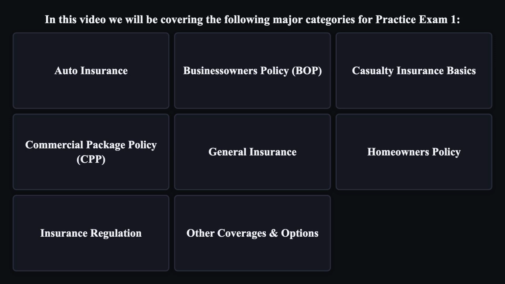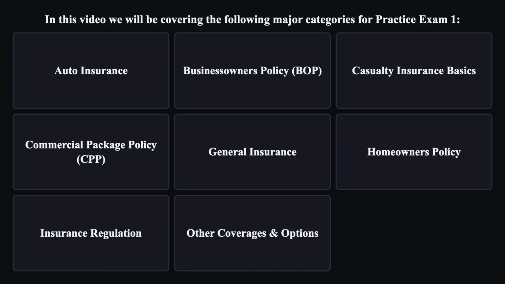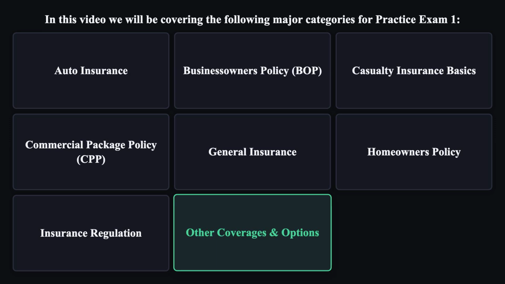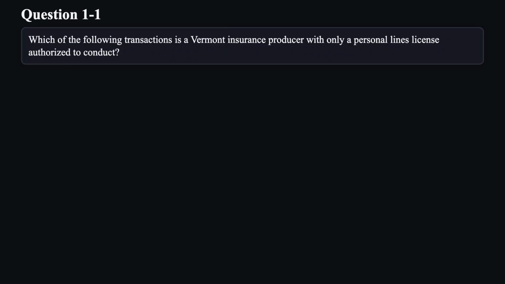In this video, we will be covering the following major categories for Practice Exam 1. Auto insurance, business owner's policy, casualty insurance basics, commercial package policy, general insurance, homeowner's policy, insurance regulation, other coverages and options, workers' compensation insurance. Let's walk through the format. I'll read each question and its choices. Let's get started. Question 1.